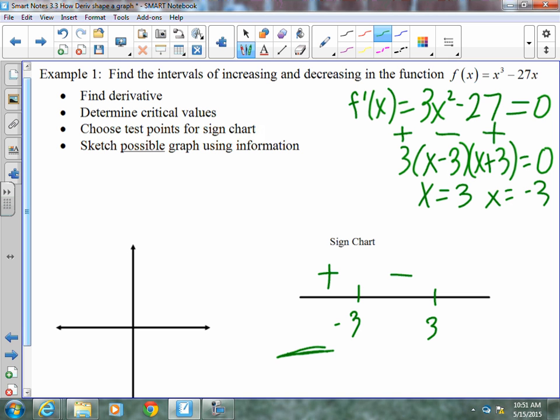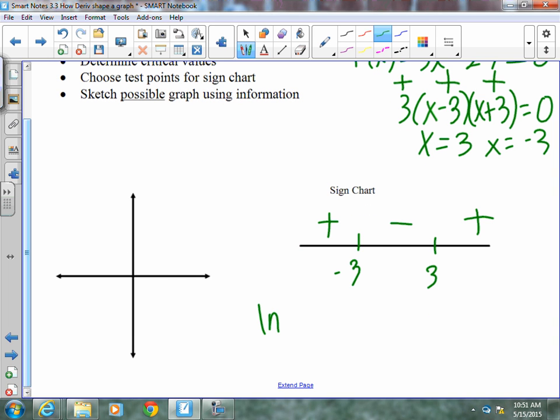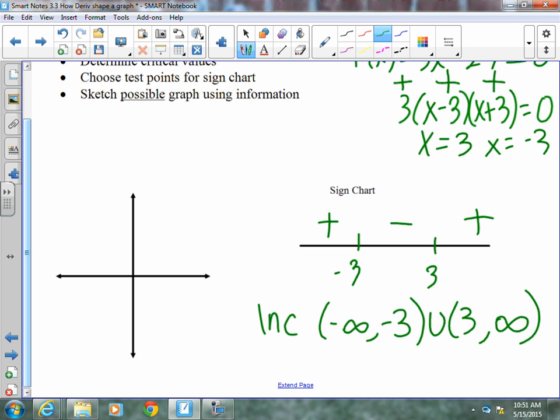If we plug in a 4, we get a positive, and a positive, which works out to be a positive. So, increasing and decreasing, we know that this graph is increasing from negative infinity to negative 3 and from 3 to infinity. Decreasing, where it's negative, from negative 3 to 3.